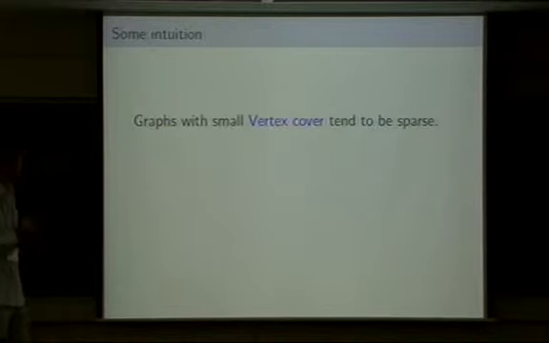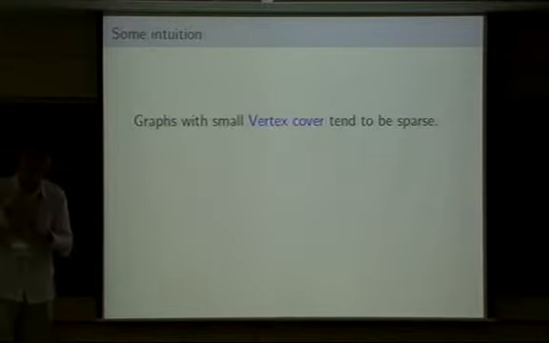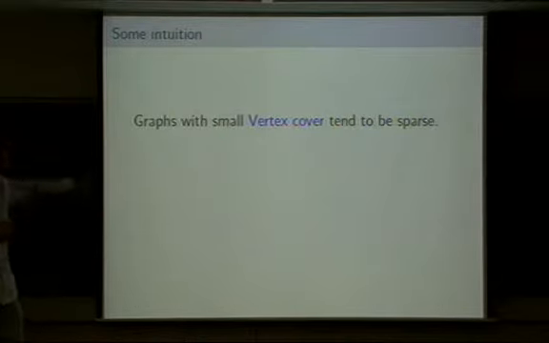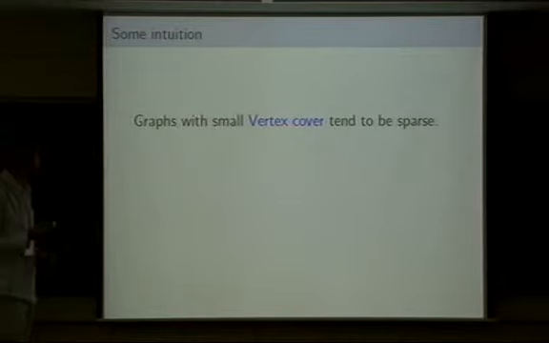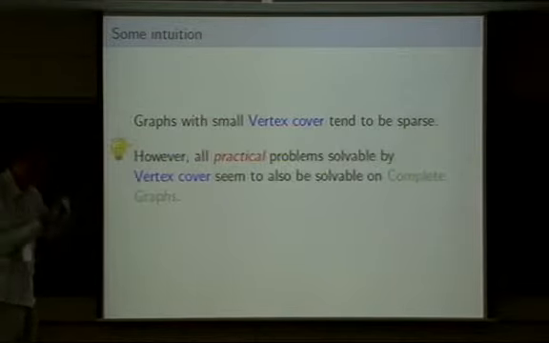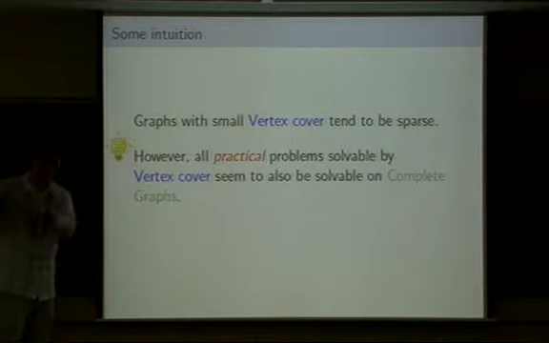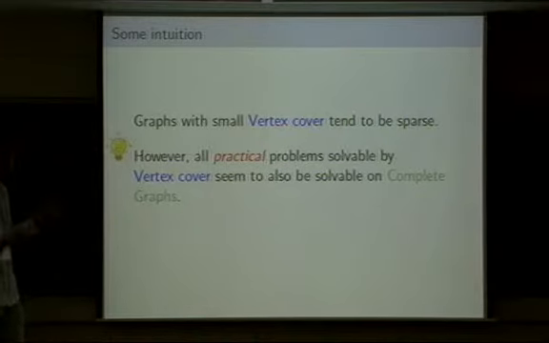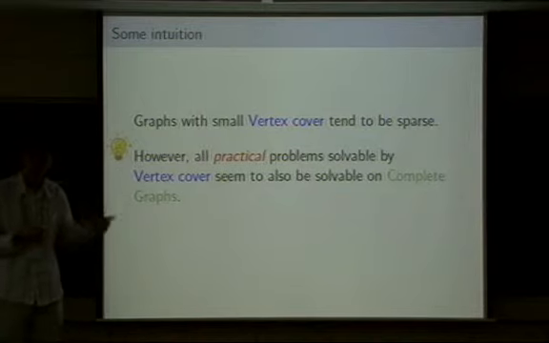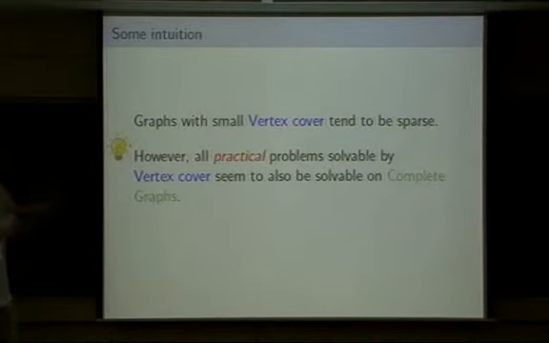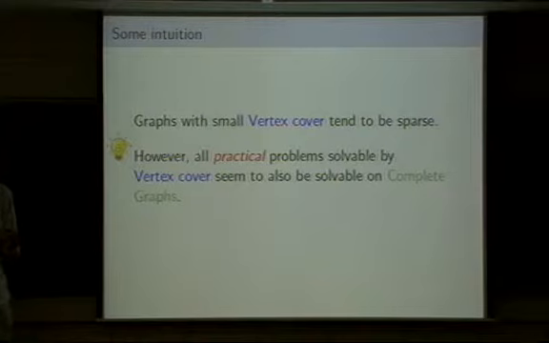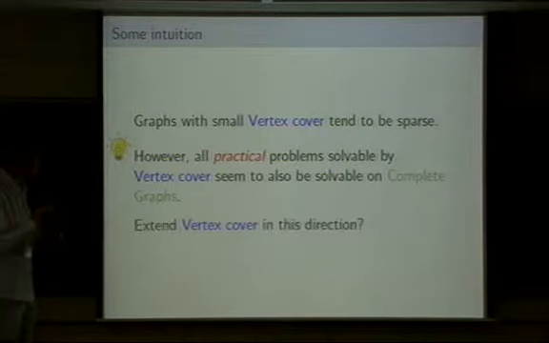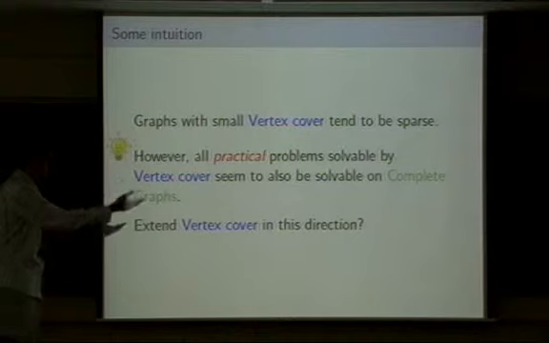Yeah. And there is some intuition why this actually might be possible. So of course graphs with small vertex color are sparse. I don't need to speak about it, that's pretty clear. But on the other hand, all of these practically interesting problems, which I will speak about later in the talk, are solvable also on complete graphs which are not sparse. So this is kind of strange. You use vertex color as a parameter to solve these problems, but even if they are hard on trees, they are somehow solvable on cliques easily.